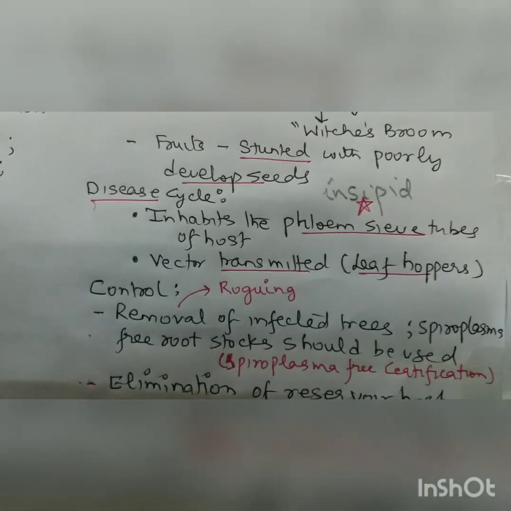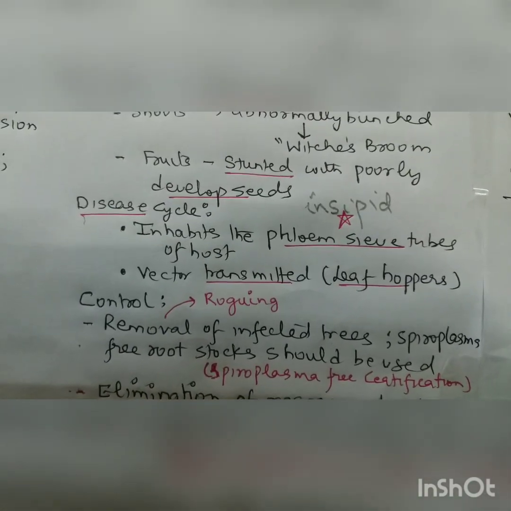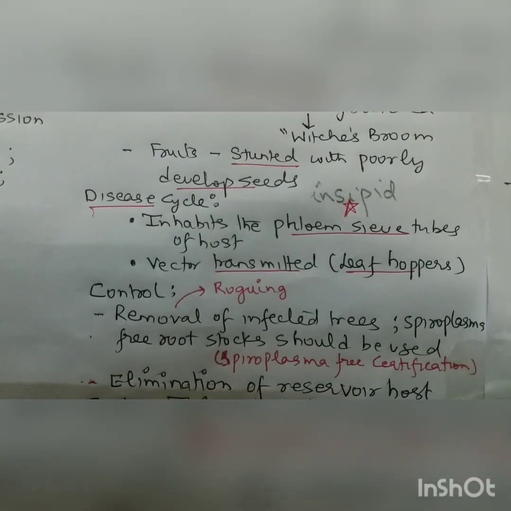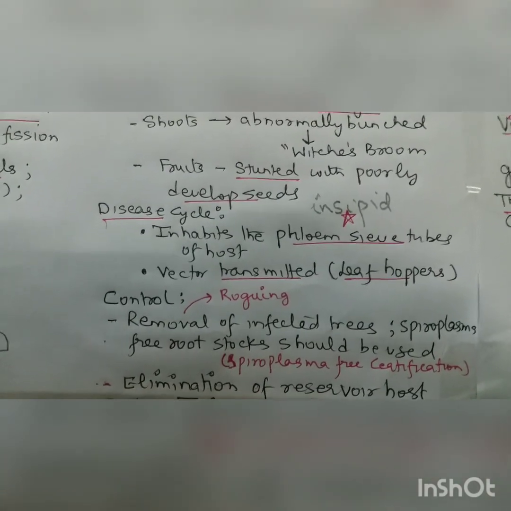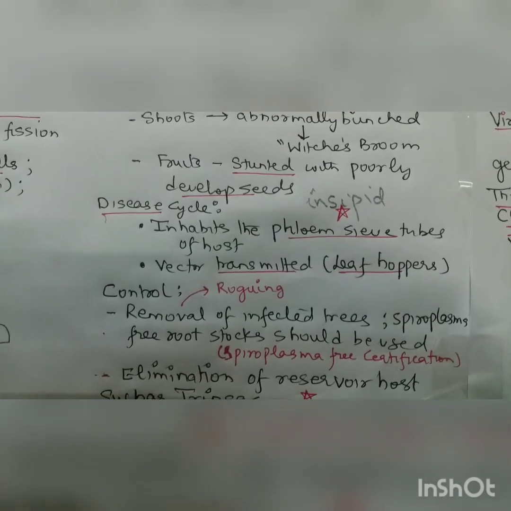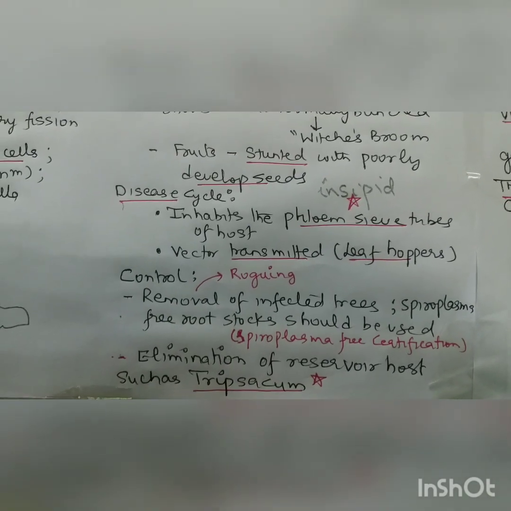The trees which are infected with Spiroplasma should be removed. And the rootstocks should not be taken from these infected trees; they should be taken from healthy trees. Spiroplasma-free certification should be there so that the farmer can know that these trees are not affected. And the last is the elimination of the reservoir host.